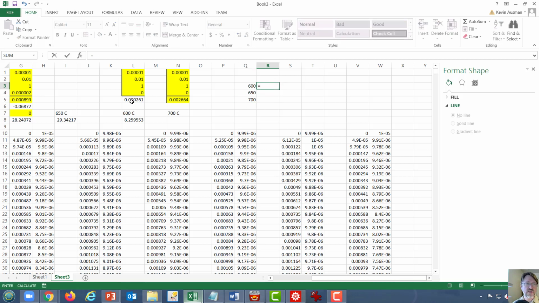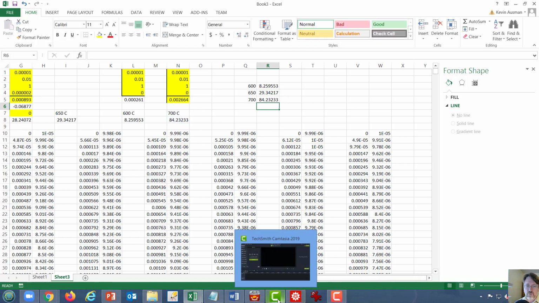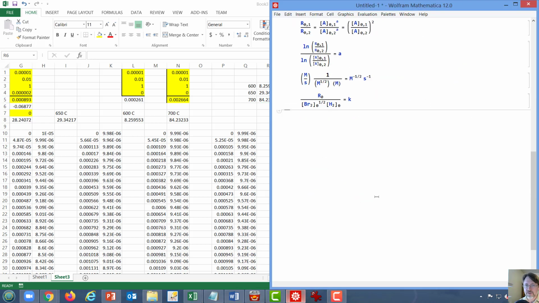This one is going to equal, we need to copy that over here. Now, the rate constant for 600 is that. Our rate constant for 650 is that. Our rate constant for 700 is that. Now, what is an Arrhenius plot in order to determine the activation energy?